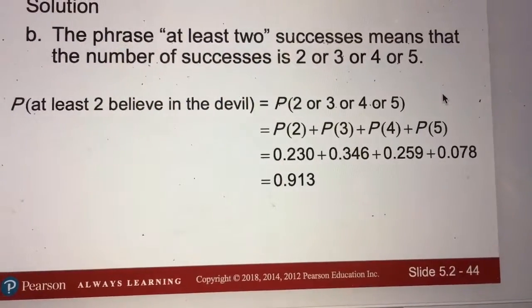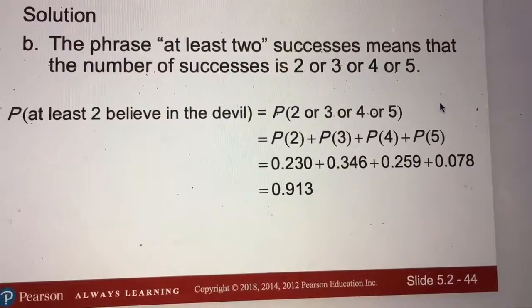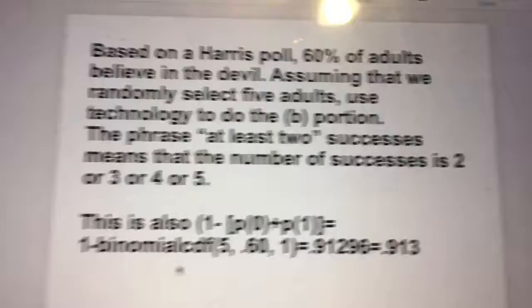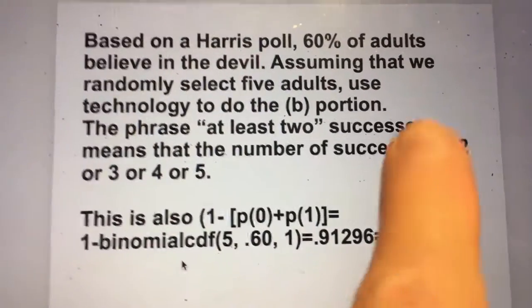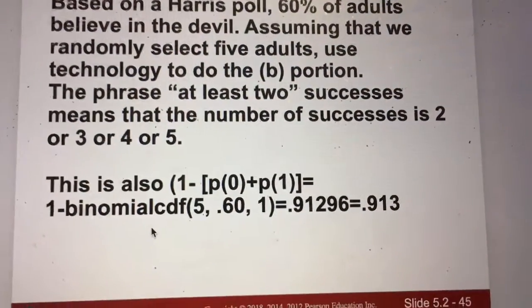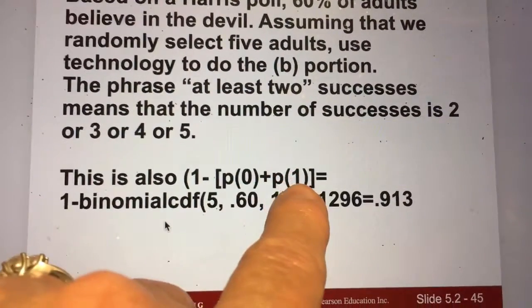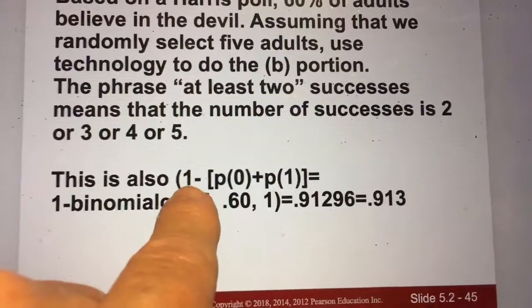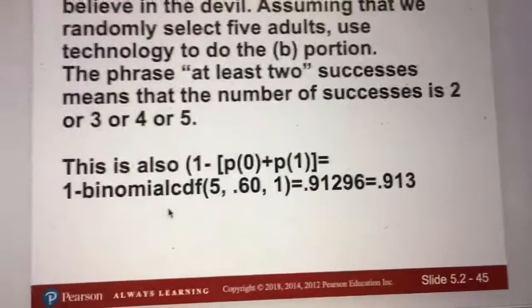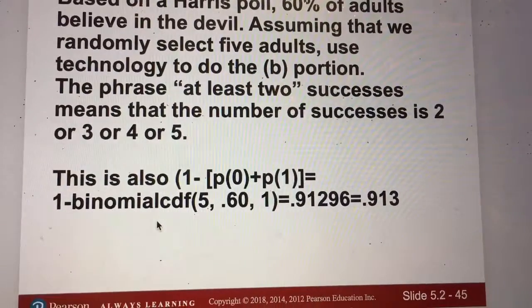So on this one we used the table, and we got 0.913 for the probability at least 2 will believe in the devil. Okay, so here, going back to the B portion here, we're looking for the probability of 2 or 3 or 4 or 5 all added together. This is also the probability of 0 and 1 from 1. So 1 minus the probability of 0 plus the probability of 1 is going to give us the probability of all the others, which is 2, 3, 4, 5. That's one way to do it.